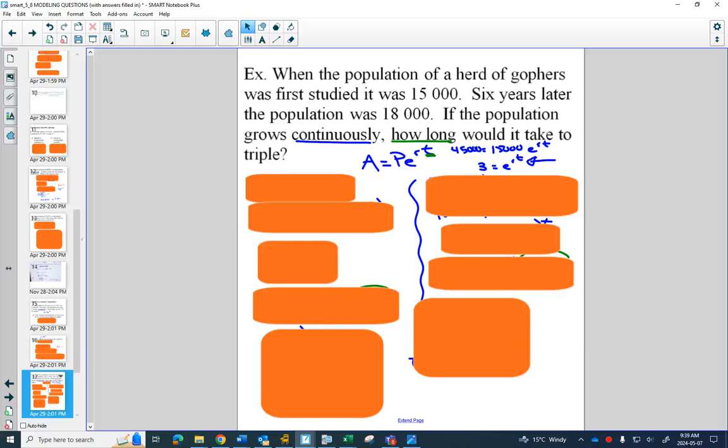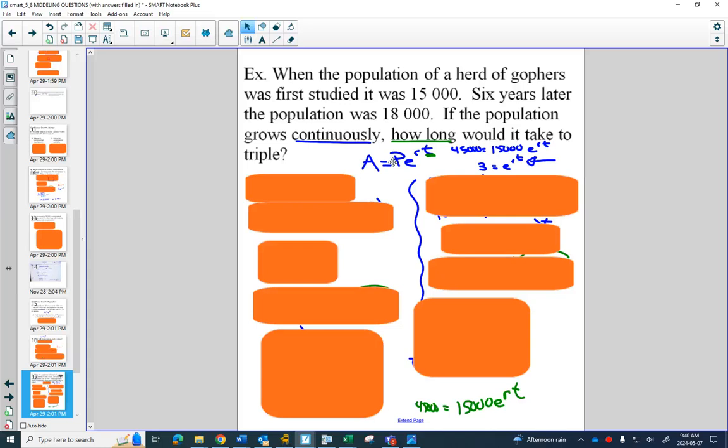So if we try to do this directly, we could say, I start with 15,000, triple would be 45,000. It doesn't tell me the rate, it doesn't tell me the time. I have a problem. There are two things I don't know in this equation. I don't know the rate, and I want to find the time. I don't know the time either. So if you try to solve this directly, it's actually impossible because there's two things you don't know.